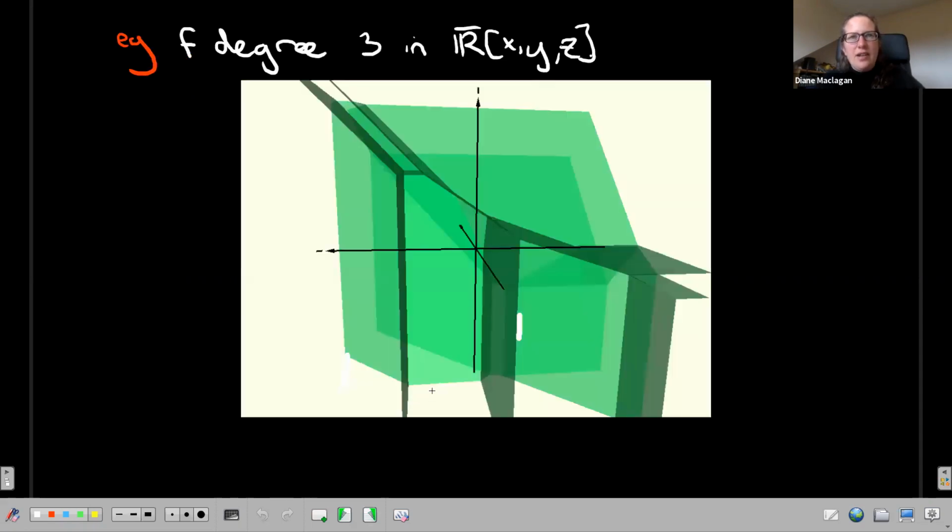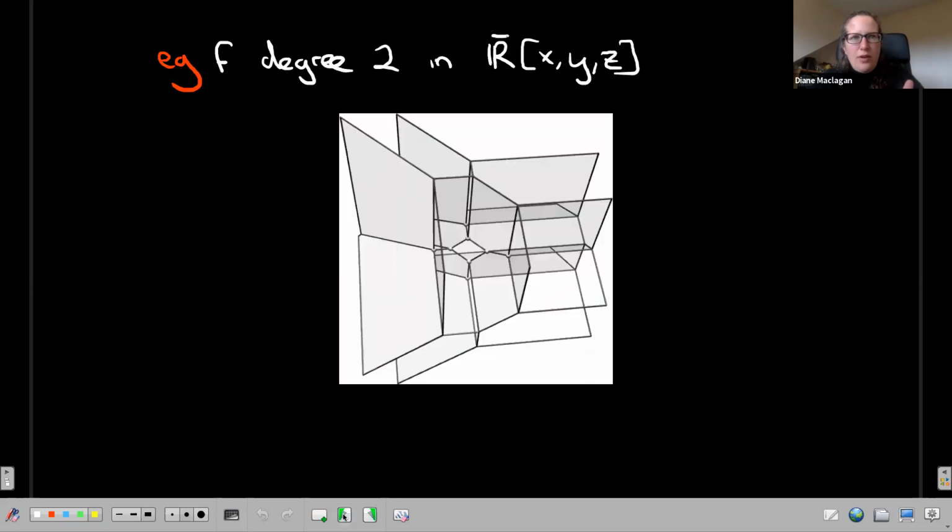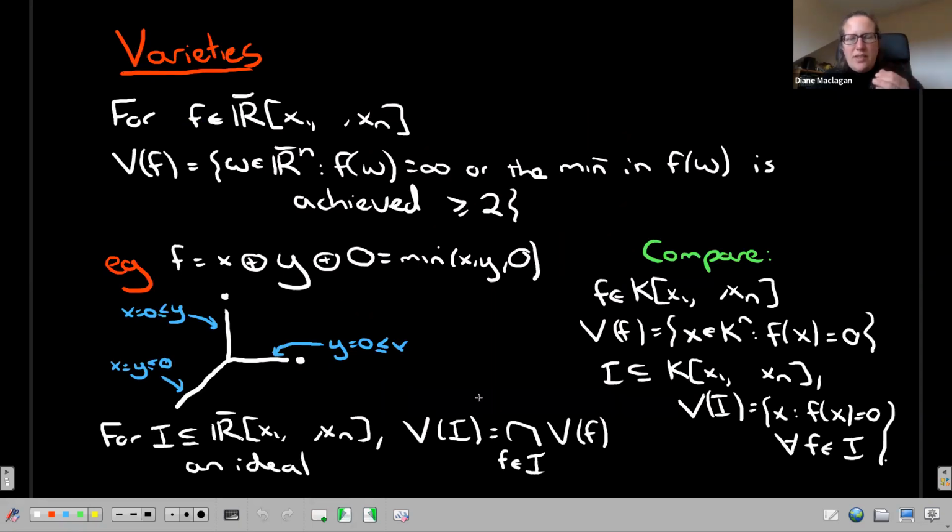This one is a little harder to see because I used an older software program. This is again degree 3 in 3 variables, and again you can see you've got some sheets going off to infinity and some more bounded pieces. So this is a polyhedral object in this sense. This is not so hard to see for one polynomial. For one polynomial, we're getting these polyhedral objects. For an ideal, you're intersecting an infinite number of things, so it's not clear that you should expect a polyhedral object.